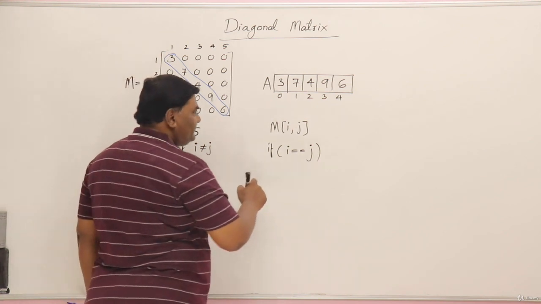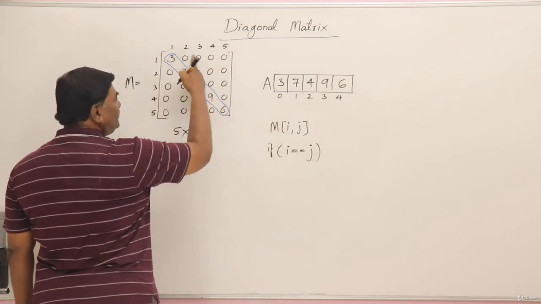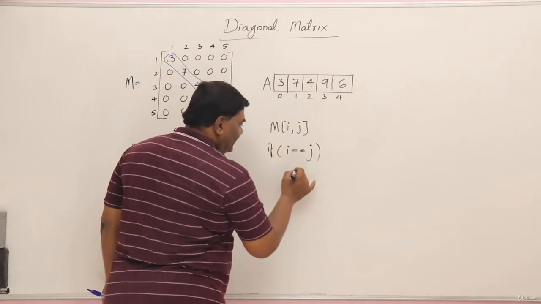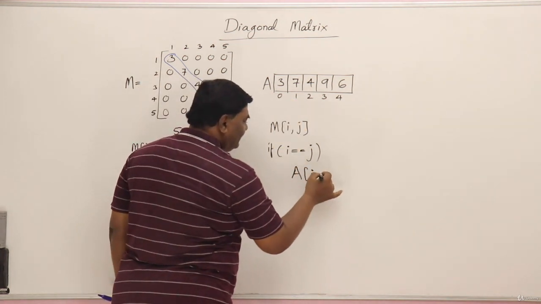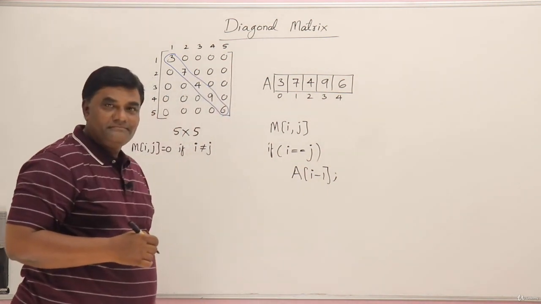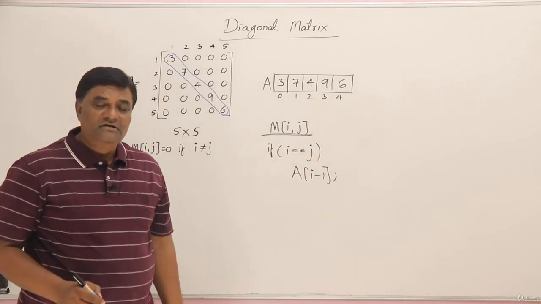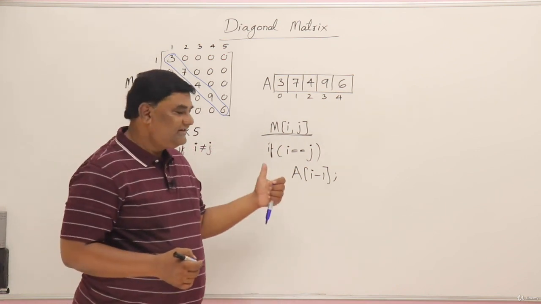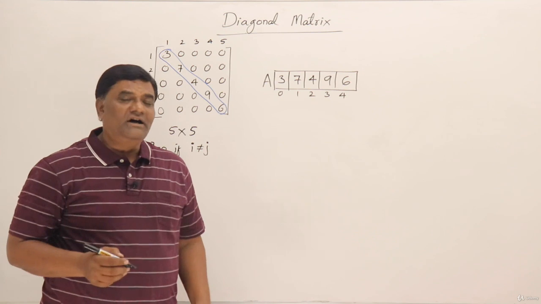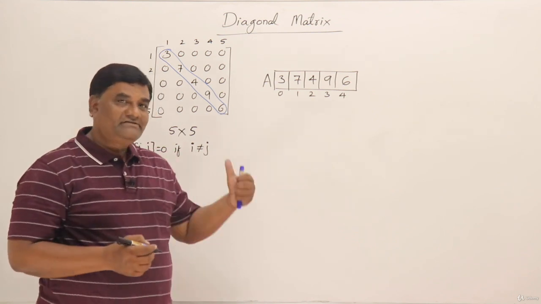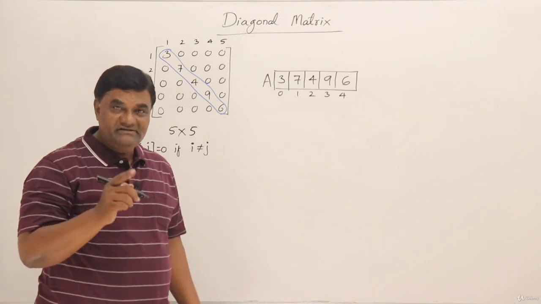So if i is equal to j, then 2 is present at 1, 3 is present at 2. So the element is present at i minus 1, or even I can say j minus 1. So this is very simple. Now we will see how we can write a C program code for representing this one. I will write down just the required code for implementing this diagonal matrix using C language.